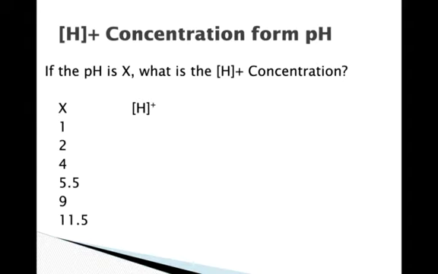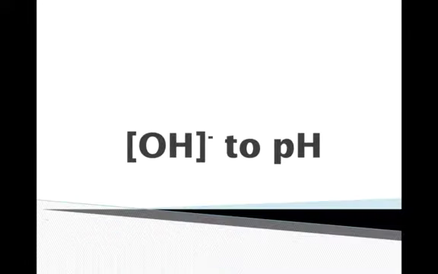Here are a couple of examples for you to try. You can pause and try a couple in your notes if you want. Make sure you're able to get these answers. In all cases, we're doing 10 raised to the negative pH is equal to the concentration of hydrogen ions.